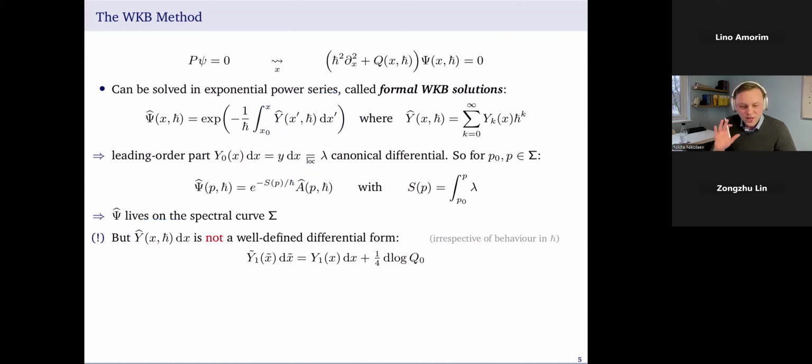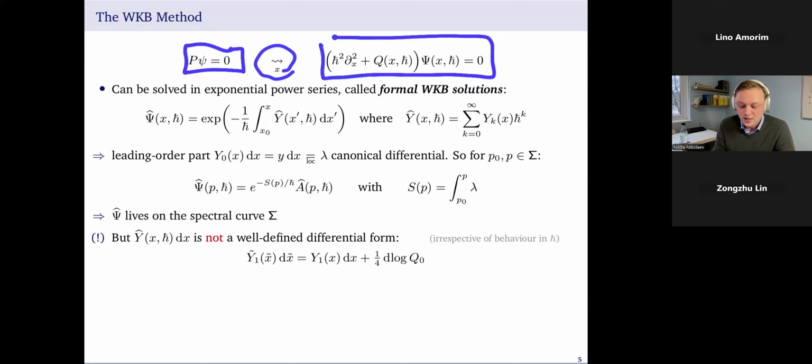irrespective of what's going on with h bar, formal, convergent, we'll come to that, the point is that this quantity is not a well-defined differential form on the spectral curve. What I mean by that is, of course, what I wrote here is a differential form. So what am I saying? You see, I got this differential form y hat dx from choosing a local coordinate x and writing my Schrödinger operator in that local coordinate as this Schrödinger equation in a coordinate.